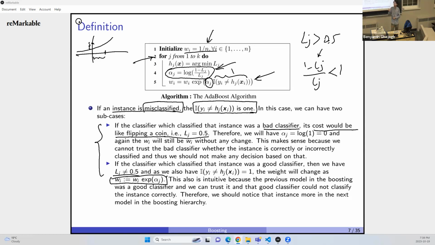An incorrect misclassification is equivalent to a kind of correct classification. Or at least I can say I can't trust it. Because what if the model is noisy? So it is misclassified, and I should check whether I should trust this model or not. If the model is a bad model, I don't trust this misclassification and I still don't change the weight of that point. But what if it is misclassified and the model is trustworthy? In this case, I increase the weight of this data point for the next model in the hierarchy. Did you get it? Interesting.